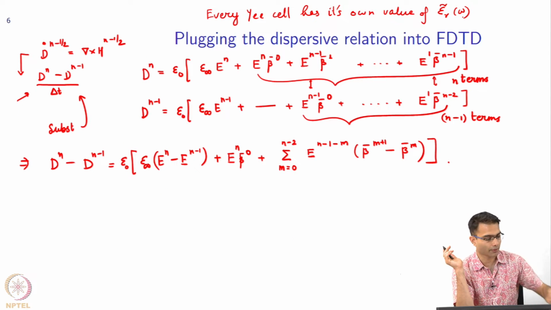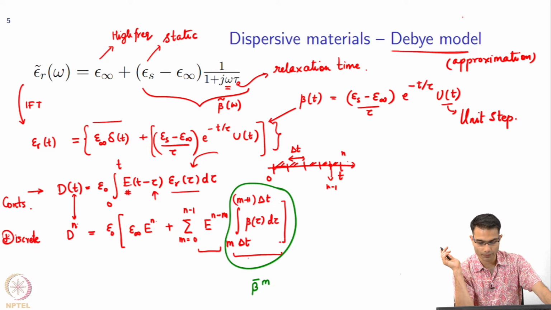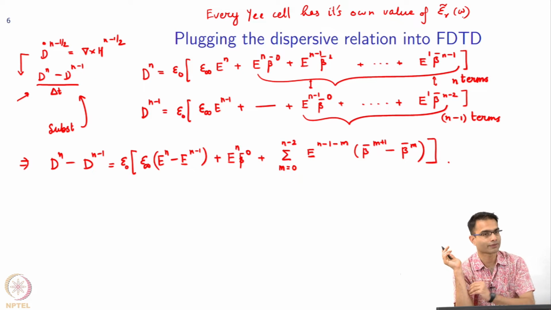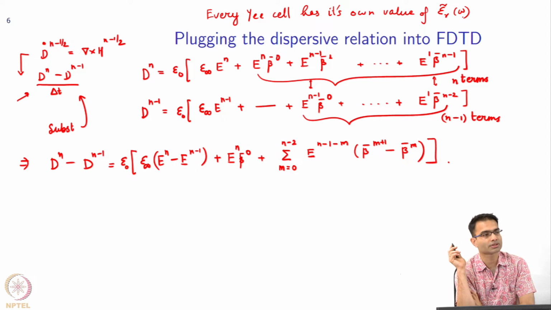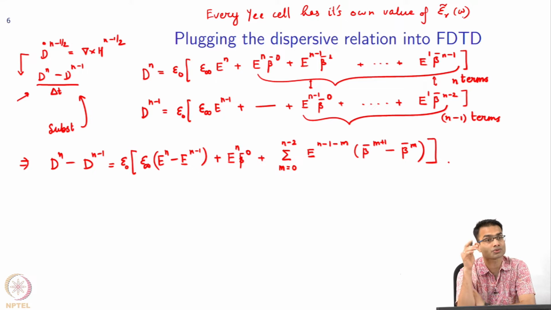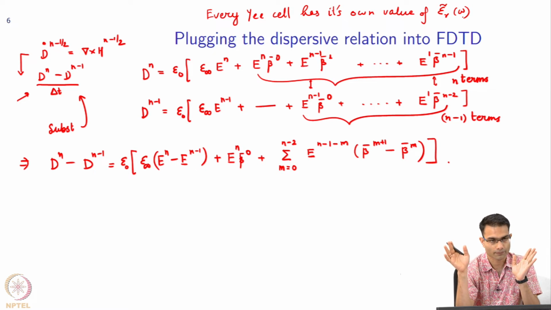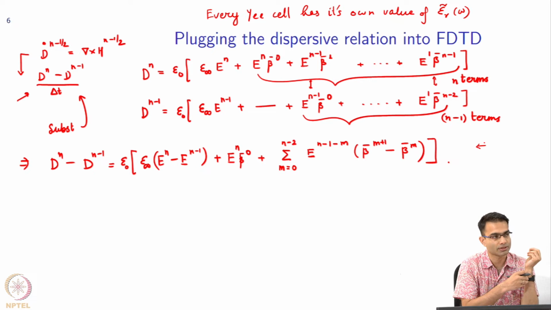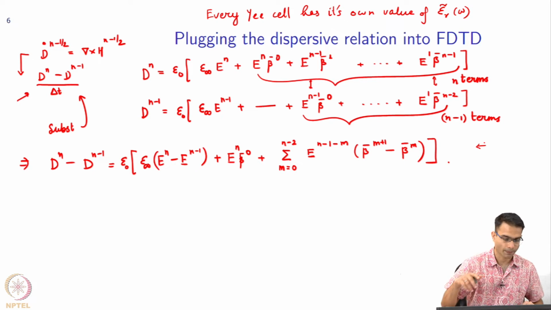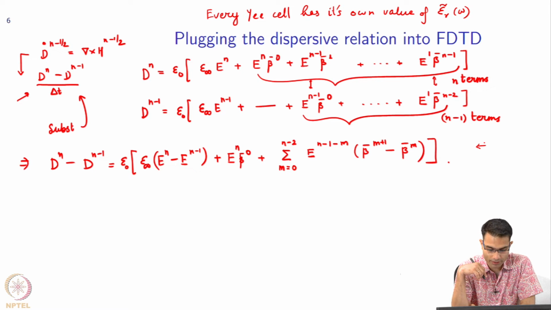So, what we did was we took this Debye model, we took its inverse Fourier transform and substituted it into the relation for D to obtain D in the time domain. Once I get D in the time domain, I can take finite differences and use Maxwell's equations over here. The whole reason that we were trying to do this is somehow we want to avoid having to store the entire field history. Right now the expression that I have over here does not avoid that, because the electric field for all the past time instances is still being stored. So, let us see now what we can do with this expression.